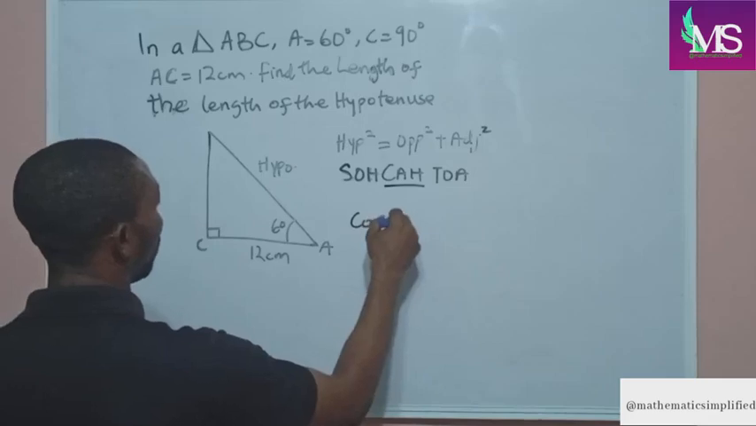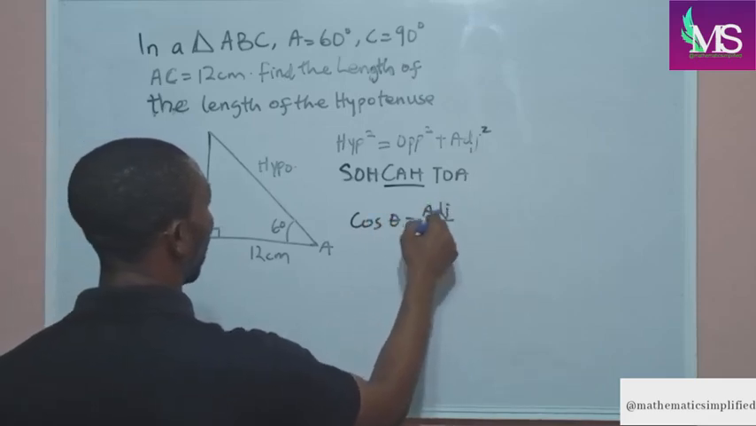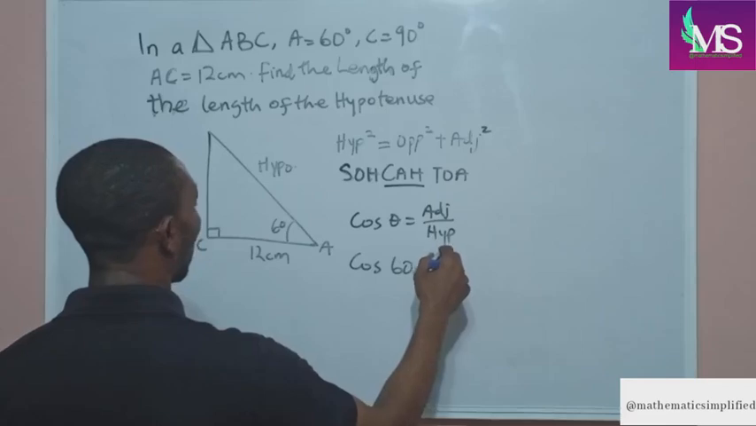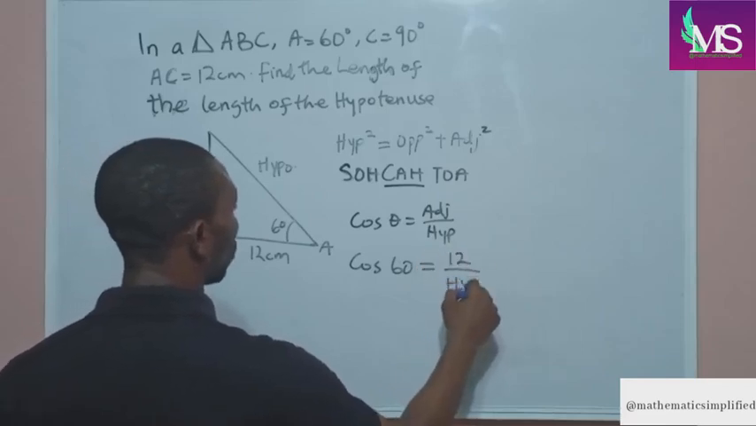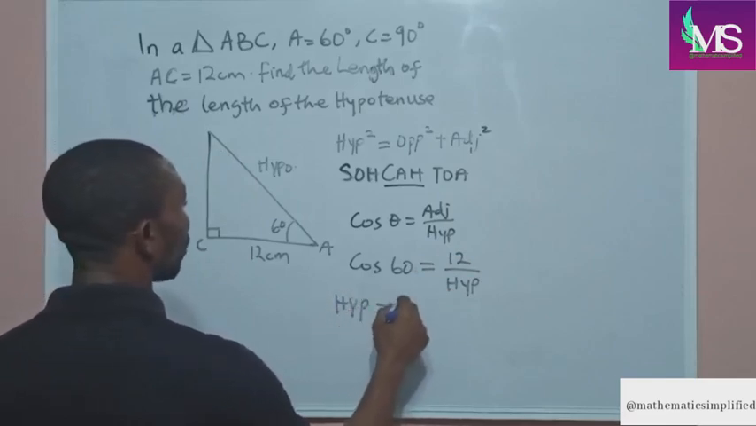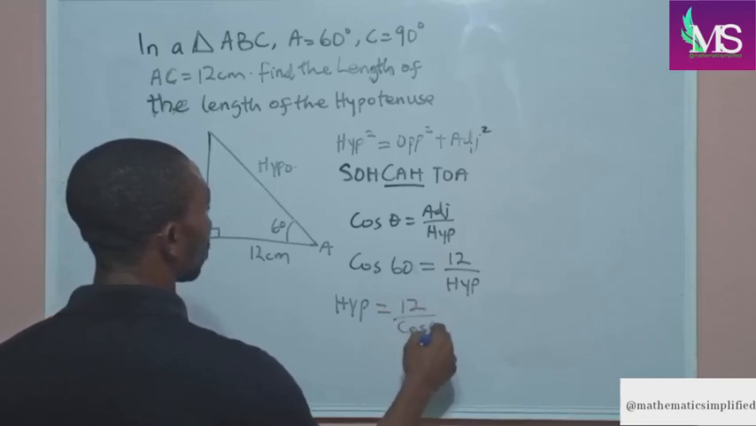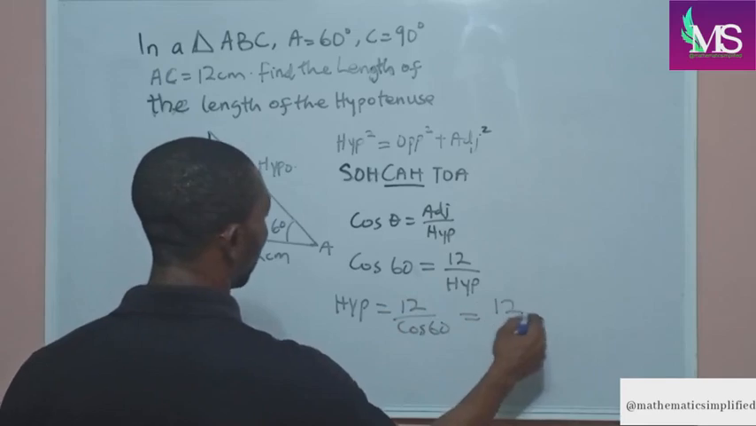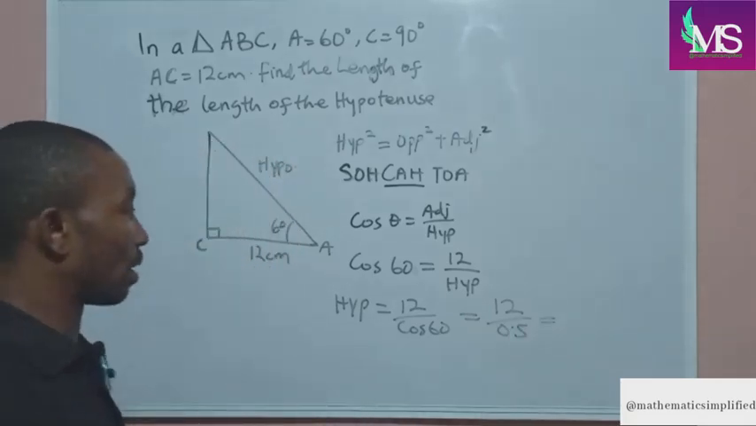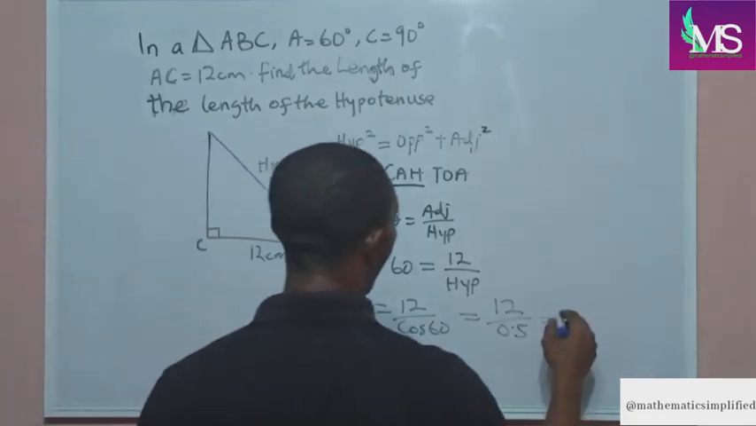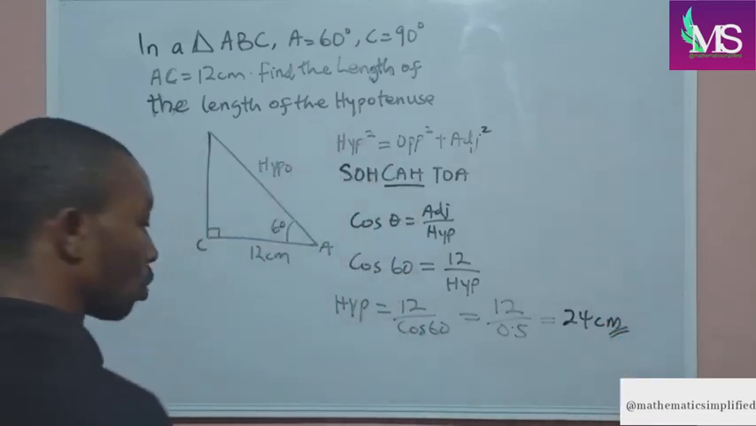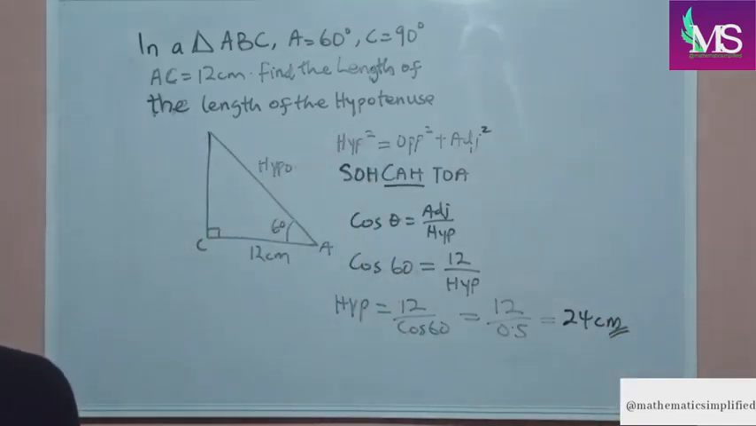So cos theta, which is adjacent over hypotenuse, will become cos 60 equals adjacent, which is 12, over our hypotenuse, which we are looking for. So our hypotenuse will become 12 over cos 60, and cos 60 is 0.5. So this will give us 12 divided by 0.5, which is 12 times 2 over 1, will give us 24 centimeter. So our hypotenuse will be 24 centimeter.